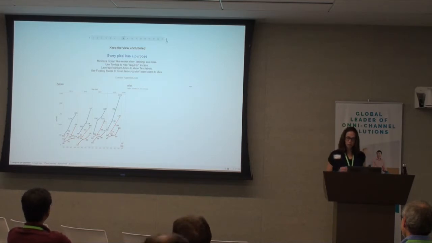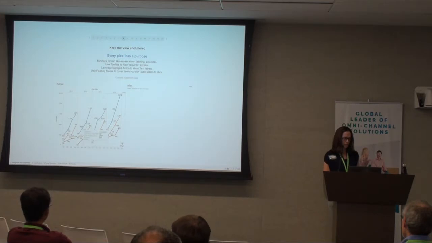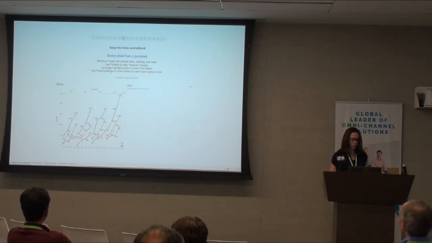Leverage the highlight action to show your text labels. So that's another thing. In this viz here, every single field is labeled, right? But there's a way to show labels, but not show them all at once and not make them overwhelming like this. And I also use floating blanks to cover items, right?